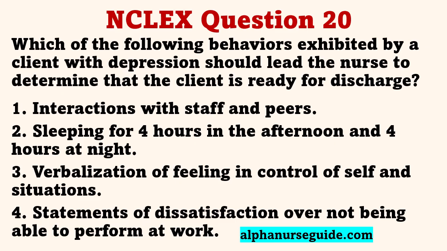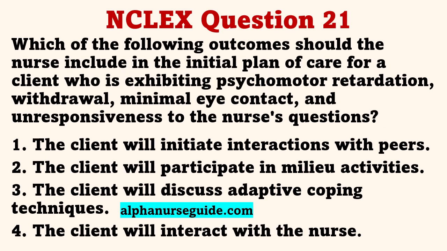Which of the following outcomes should the nurse include in the initial plan of care for a client who is exhibiting psychomotor retardation, withdrawal, minimal eye contact, and unresponsiveness to the nurse's questions? 1. The client will initiate interactions with peers. 2. The client will participate in milieu activities. 3. The client will discuss adaptive coping techniques. 4. The client will interact with the nurse.